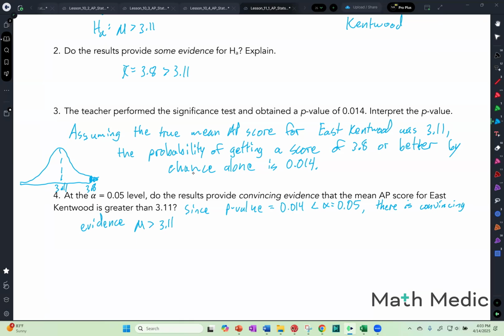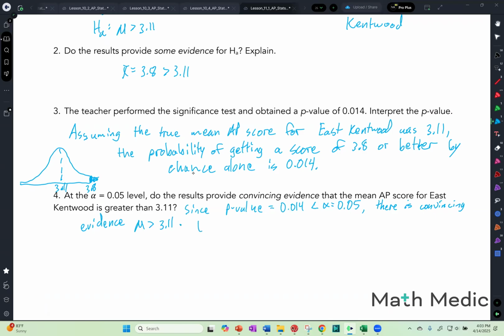Notice that doesn't mean mu is 3.8. It's just like that's so unlikely to get that statistic or more extreme by chance alone that we at least think mu is greater than 3.11. So there's convincing evidence mu is greater than 3.11. Make sure if that's the first time you're talking about it, you include context there. I would make a note here.